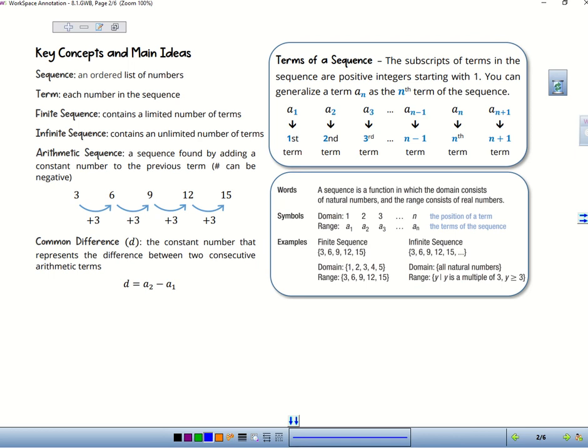And then the common difference is the constant number that represents the difference between two consecutive arithmetic terms. So in this case, as you can see, our common difference would be 3. So that's how you identify it. We will be doing domain and range as well. Domain is going to be based on what position you're in, and the range itself is going to be what the term is. So we use this notation, a sub 1, a sub 2, a sub 3. This indicates what term we're referring to.